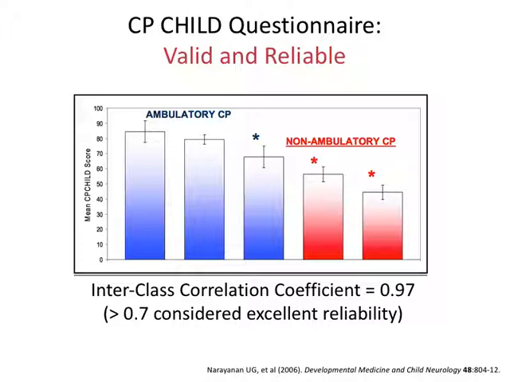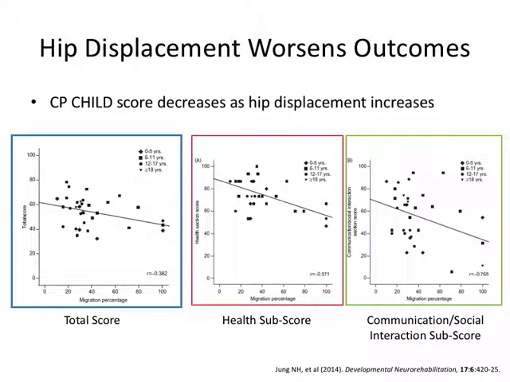the early studies. And as you can see from these diagrams, this CP child scorer correlates with hip displacement. And so now we have an outcome instrument to further bolster what we have seen clinically, which is that hip displacement changes the quality of life of non-ambulatory children. So you can see the overall score decreasing, as well as the health subscore. And probably one of the strongest correlations was actually between communication and social interaction.